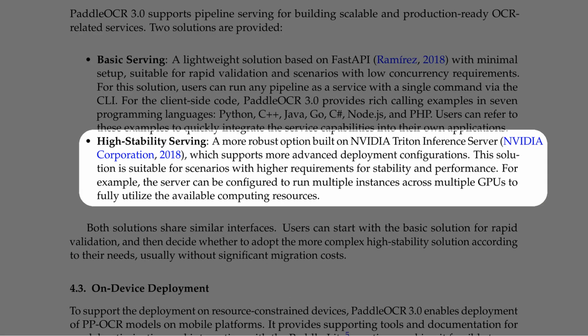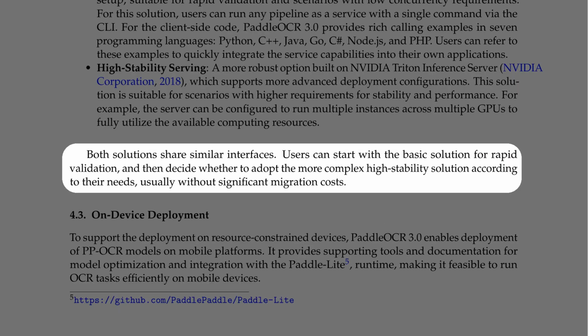High-stability serving, a more robust option built on NVIDIA Triton Inference Server, which supports more advanced deployment configurations. This solution is suitable for scenarios with higher requirements for stability and performance. For example, the server can be configured to run multiple instances across multiple GPUs to fully utilize the available computing resources. Both solutions share similar interfaces. Users can start with a basic solution for rapid validation and then decide whether to adopt the more complex high-stability solution according to their needs, usually without significant migration costs.